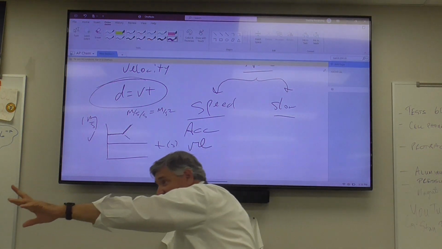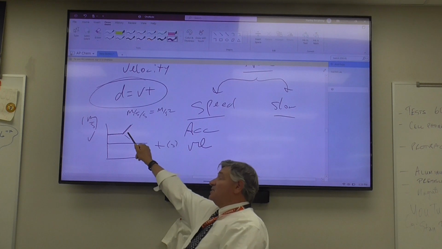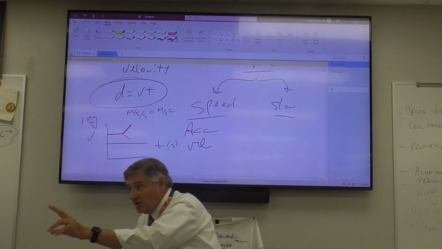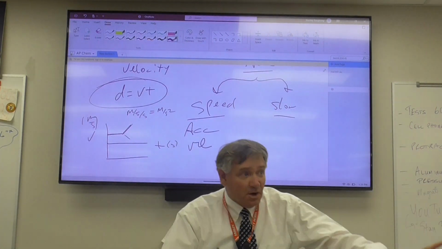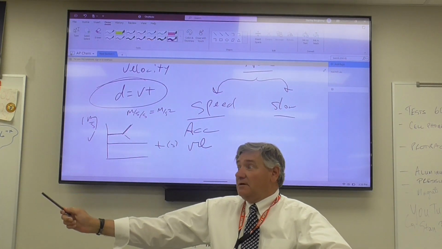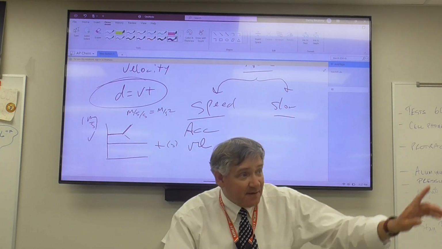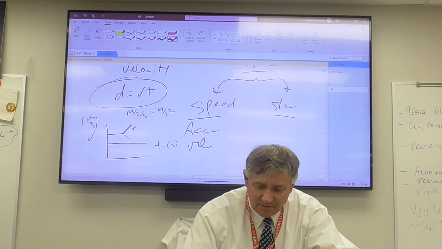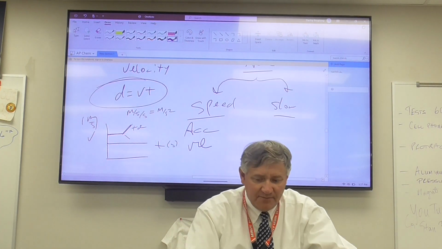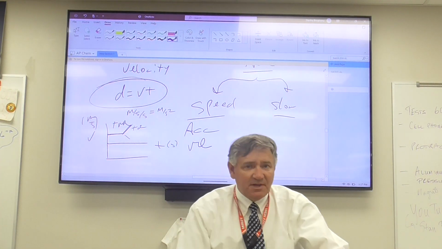Sydney, you're in a math class. You have a line that slopes up like this. Is that a positive slope or a negative slope? Positive. So we just said the slope represents acceleration. If it's a positive sloping line, that means I have positive acceleration. Guess what? I also have positive velocity.